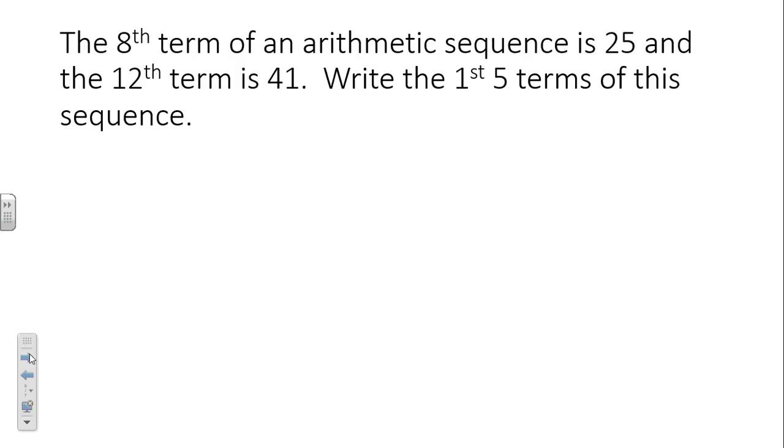Now we get to play with it a little bit. Make it a game. And say the 8th term of an arithmetic sequence is 25, and the 12th term is 41. Tell me what the first 5 terms are. Eighth term is 25. 12th is 41. Can you come up with a sequence?